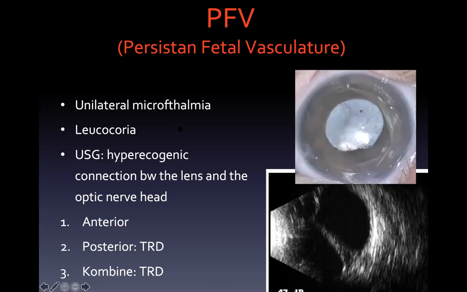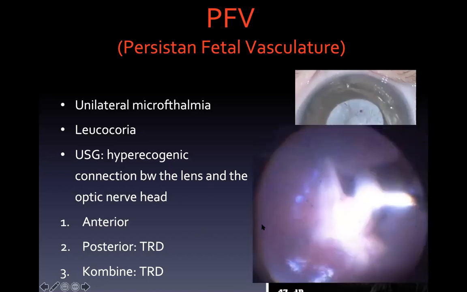But the typical presentation is like this. They usually come with unilateral microphthalmia. 90% is unilateral. They come with a small eye, and it's leukocoric. If you see a small eye with leukocoria, please think about this persistent fetal vasculature syndrome. And when you do the ultrasonography, you see this connection between the optic nerve head and the back of the lens. So this is very typical.